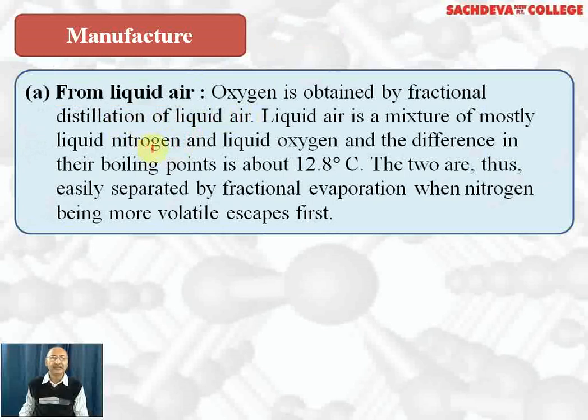Manufacture. From liquid air, oxygen is obtained by fractional distillation of liquid air. Liquid air is a mixture of mainly liquid nitrogen and liquid oxygen, and there is a difference in their boiling points of 12.8 degrees centigrade.